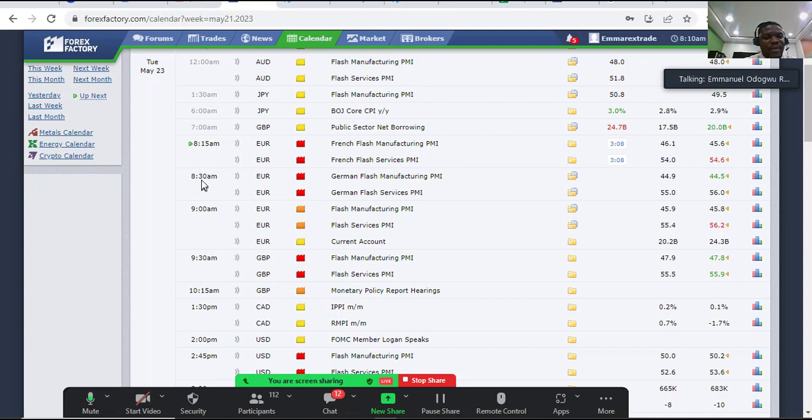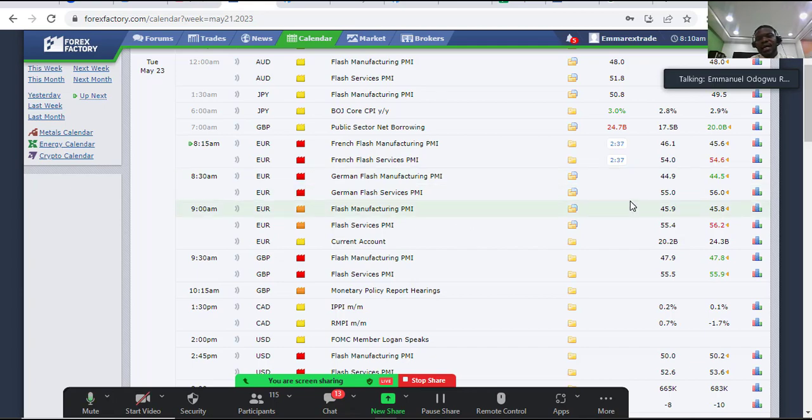Then also we have another one by 8:30 a.m. They are just PMI. PMI means Purchasing Managers Index. This news is going to affect the European euro, as you can see. It means we can take advantage of this news. It's going to pump strength into the euro, or it's going to cause the euro to be weakened depending on the results of the news.